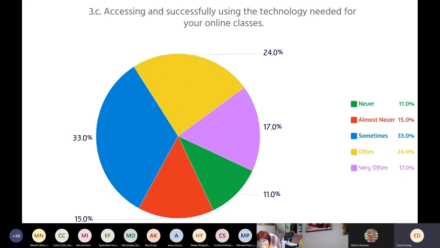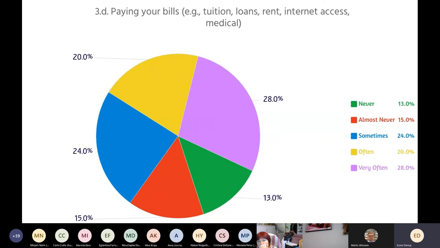friendships and social connections. Accessing and successfully using the technology that is needed for your online classes. It seems that students are worried about accessing and successfully using the technology, which gives us feedback that we need to provide our students technical instructions about how to use the technology that they need to use in our online classes.